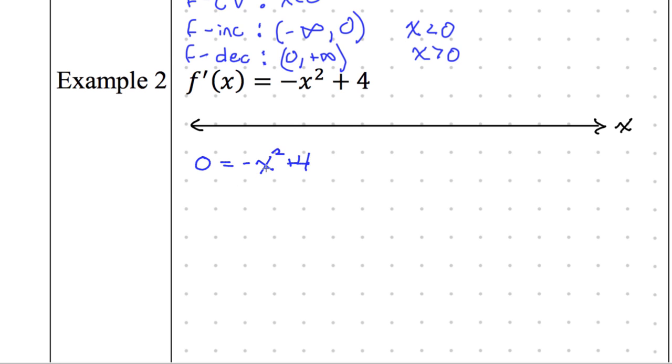No. Not quite. So let's go ahead and add x squared to both sides. So I now have x squared is equal to 4. And then I'm going to do what to both sides, Rochelle? Square root. And then I'm left with x is equal to what? 2. Careful. Oh, positive or negative 2.